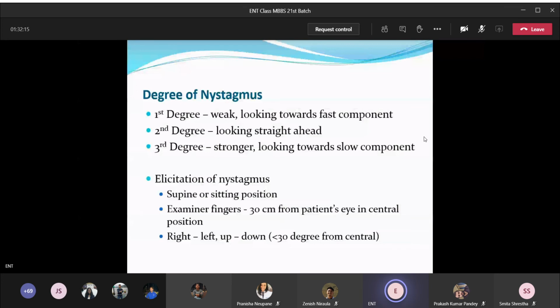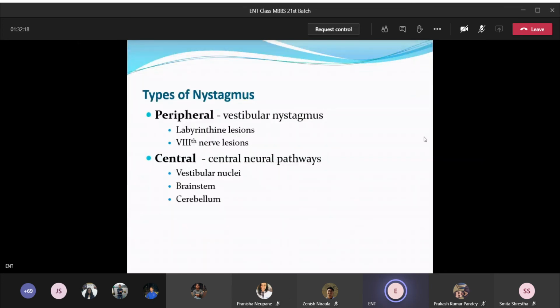Types of nystagmus: it can be peripheral or central. Peripheral if it is associated with labyrinthine lesions or eighth nerve lesions. And central if it is associated with central neural pathways, vestibular nuclei, brainstem, and cerebellum.